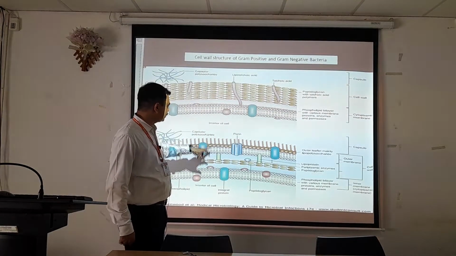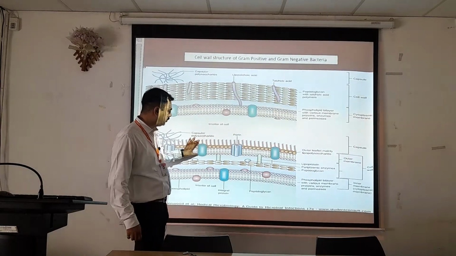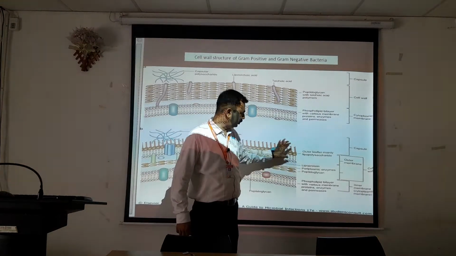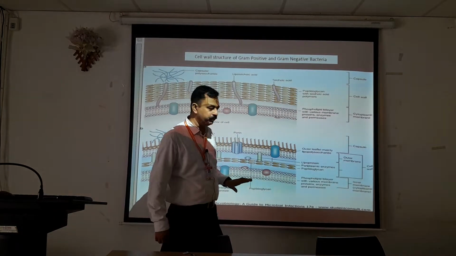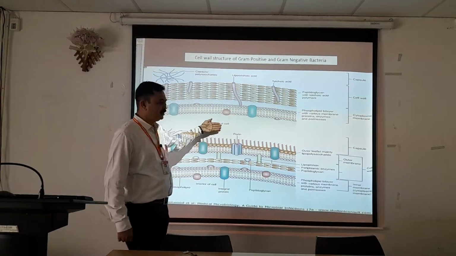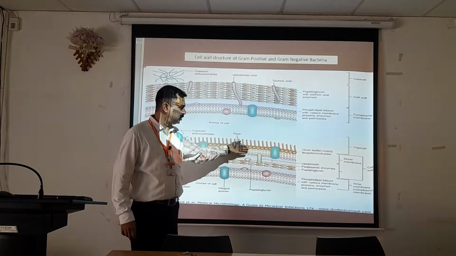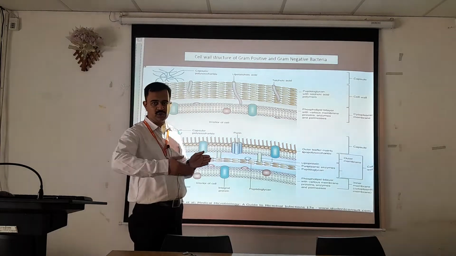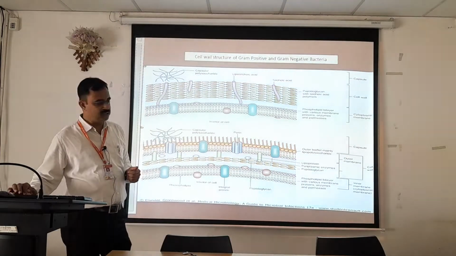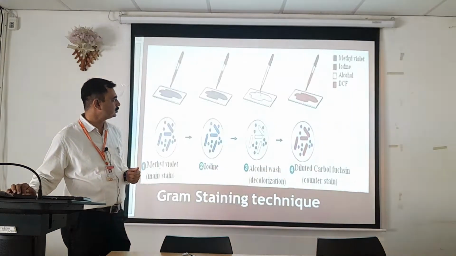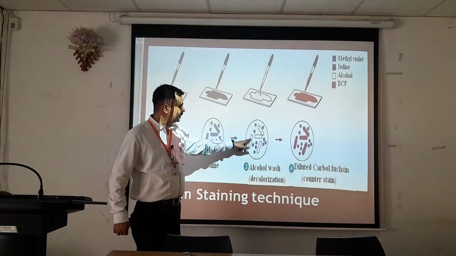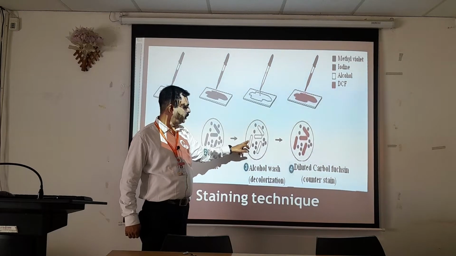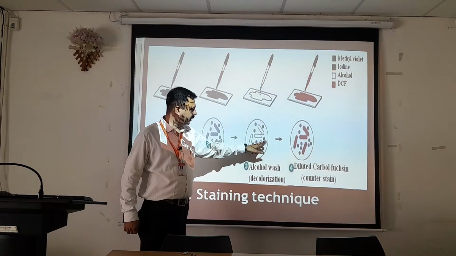Instead, if you observe this cell wall here, it has a very thin layer. The complexity of the layer is not there. Therefore, once the decolorizer is applied, the membranes are ruptured, or they allow the crystal violet to be washed down. So in this figure, you can see that in some of the cells, because of the decolorizer, the stain has been removed, while in the others the stain has been retained.